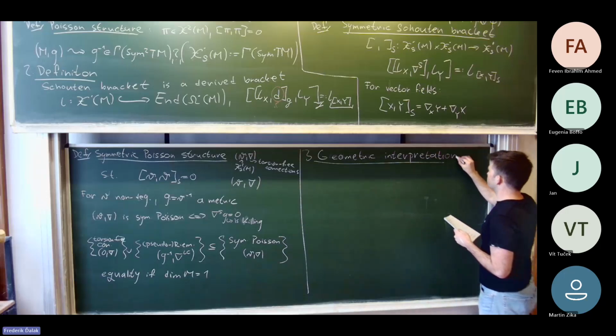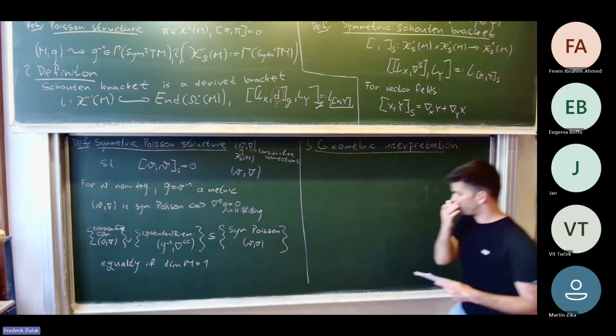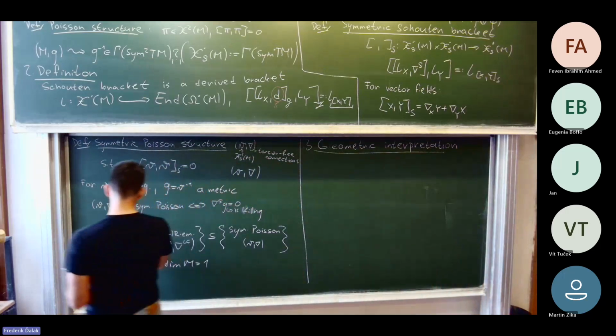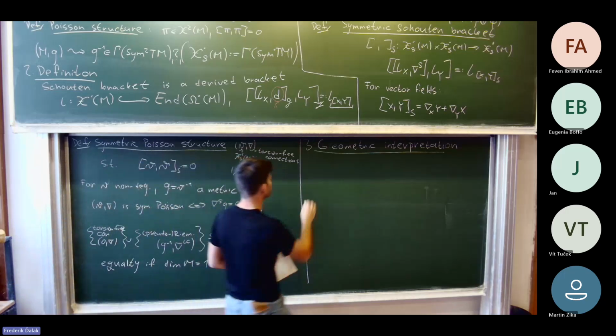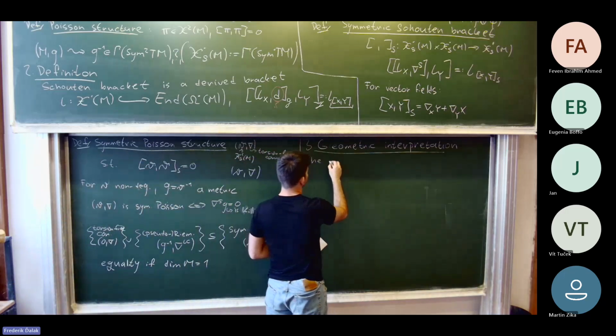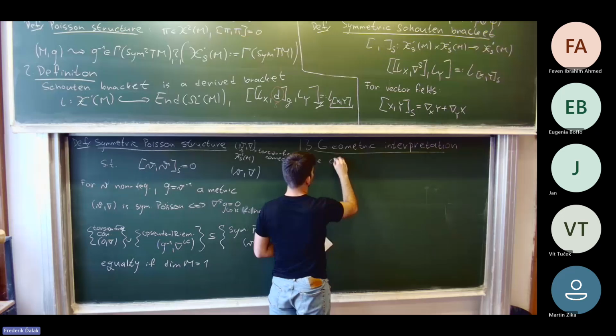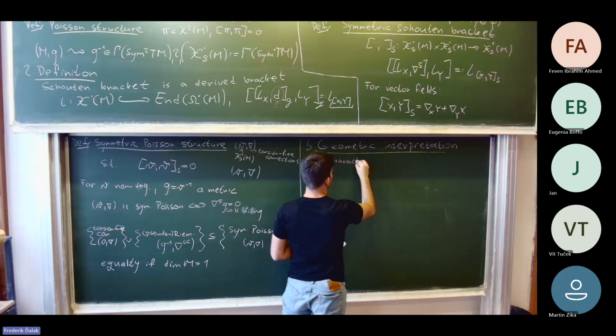Okay, so geometric interpretation. If you are outside of these spaces, then it makes sense to introduce some associated quantities. And the first one is the characteristic distribution.